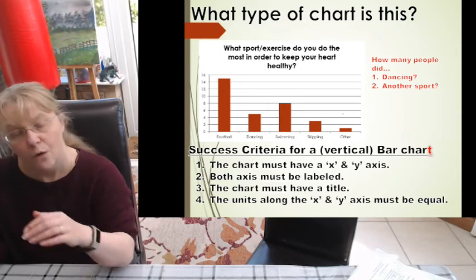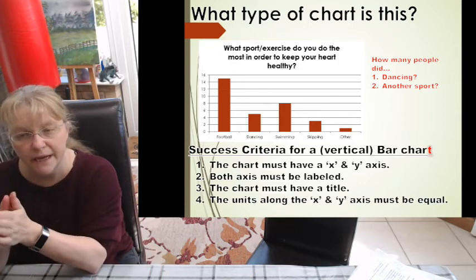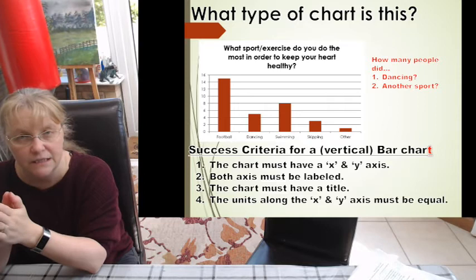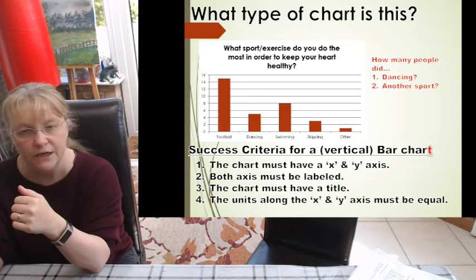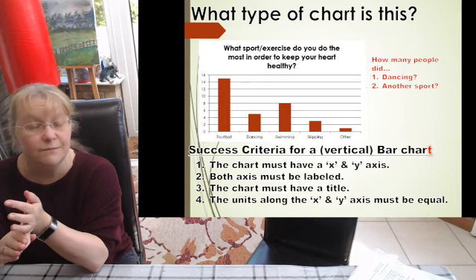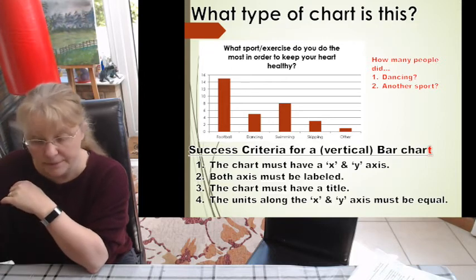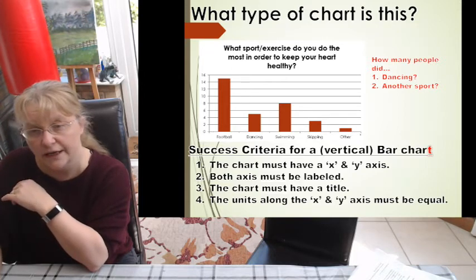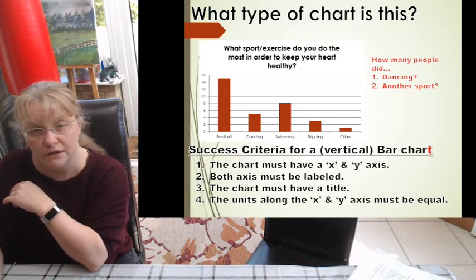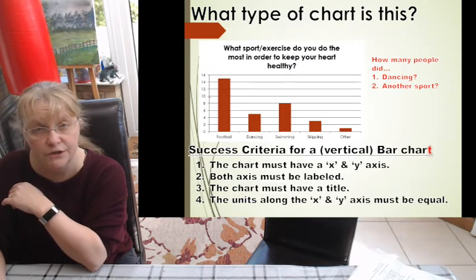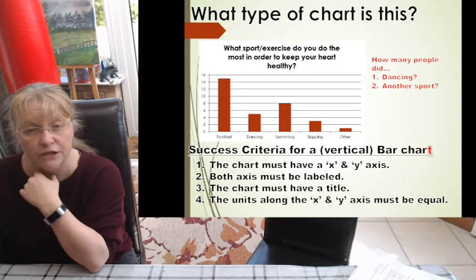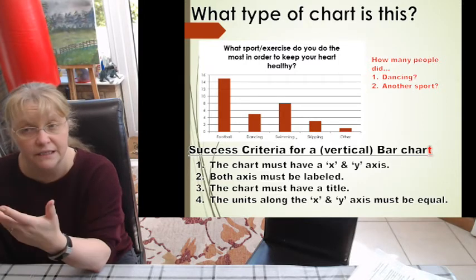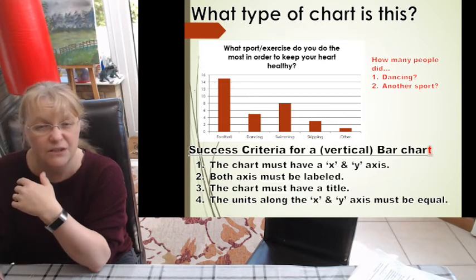And when you were doing bar charts, the main criteria for success. Now start getting into almost a mantra of doing this. First of all, charts must have an XY axis. What that means is they must have an axis along here, which is the horizontal, and an axis up here, which is the vertical. Both axes must be labelled. So you can see you've got football, dancing, swimming, etc. And up here, I'd probably put people.